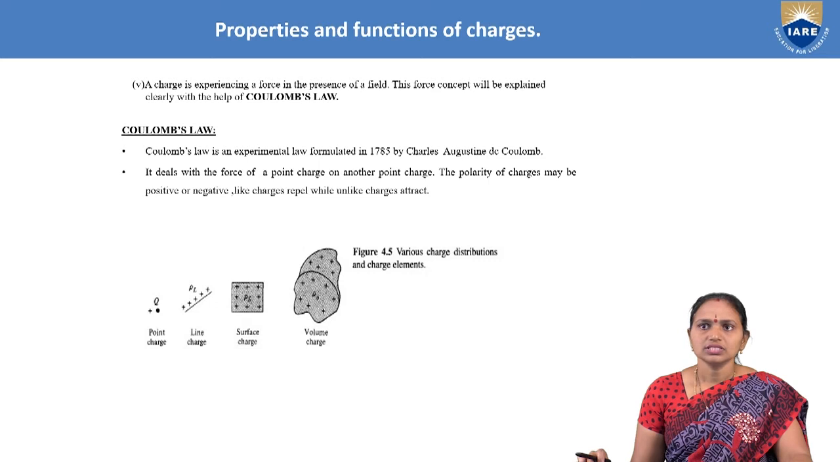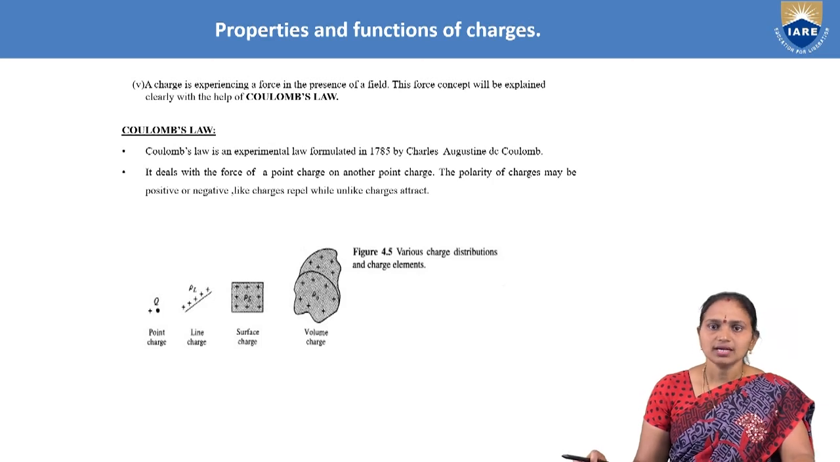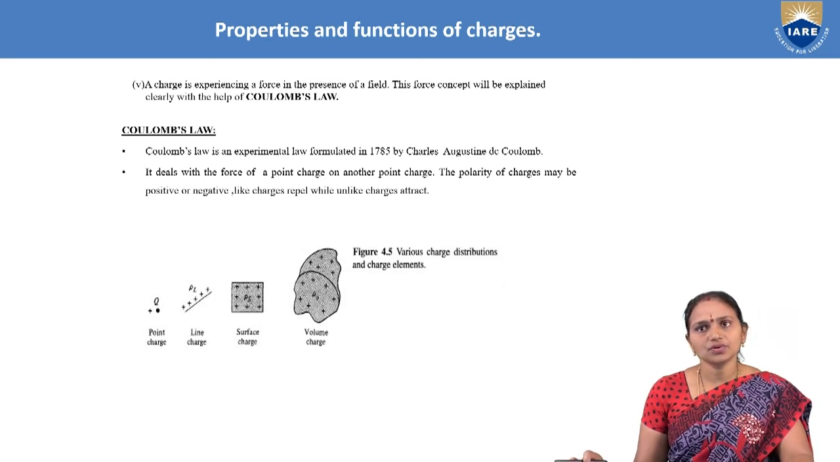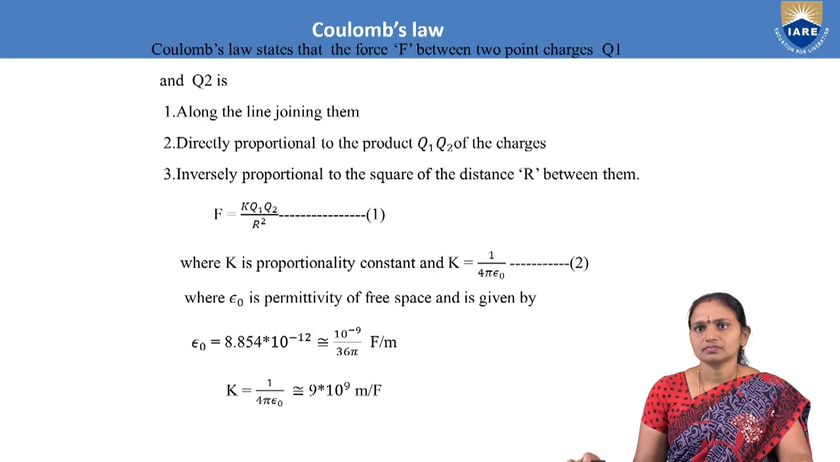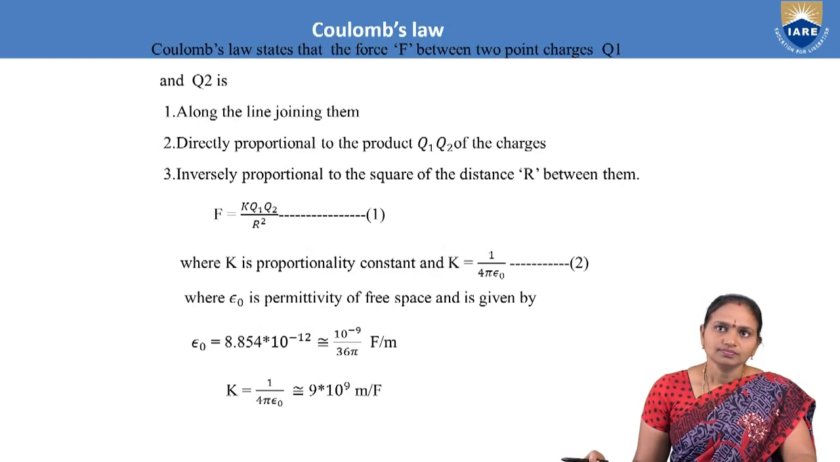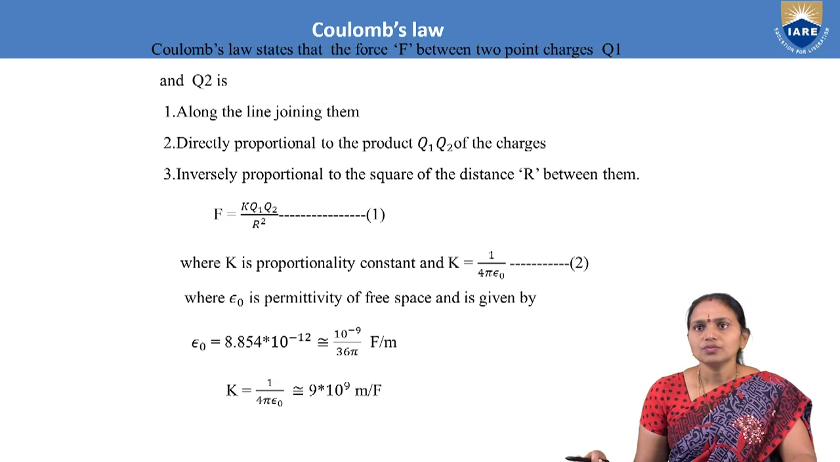Coulomb's law is formulated by the scientist named Coulomb. It deals with the forces on point charges, and usually these charges may be either positive or negative. If both the charges are positive, then they repel. Or if both the charges are like charges, then they repel, and unlike charges will attract. Now, let us go through the statement of Coulomb's law.